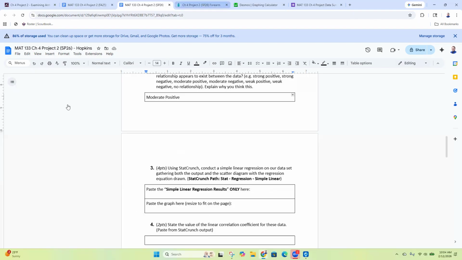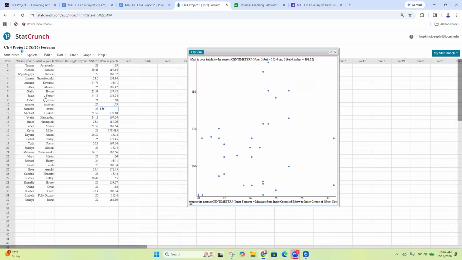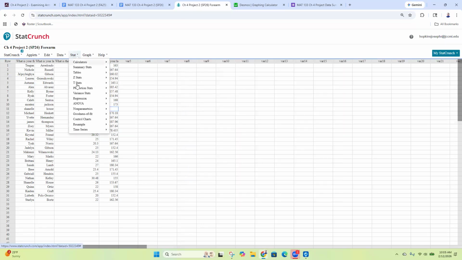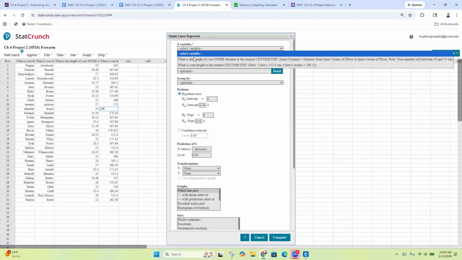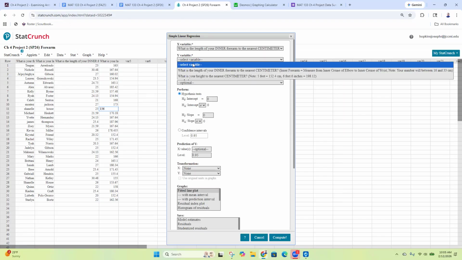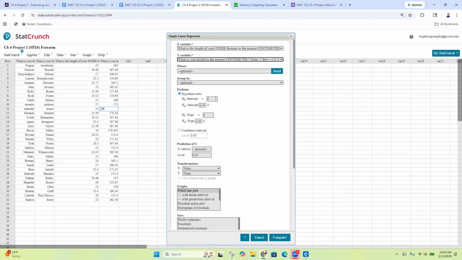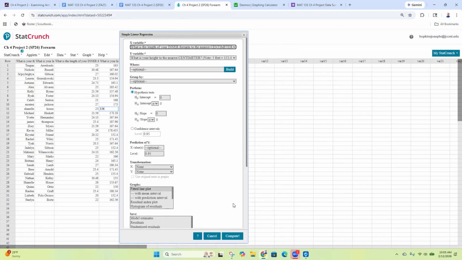So let's come back over here. And again, if you didn't remove or adjust that outlier, that's fine. You're going to get a different line than I am, but that's okay. We're going to go to Stat, Regression, Simple Linear. Our x variable is our forearm length. Our y variable is our height. And we'll hit Compute.